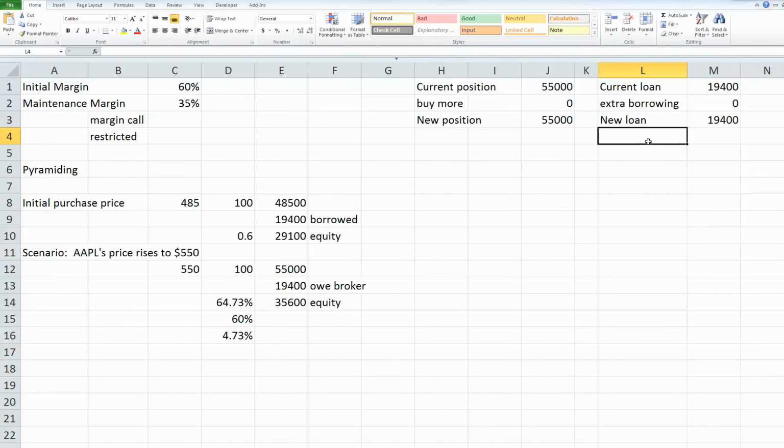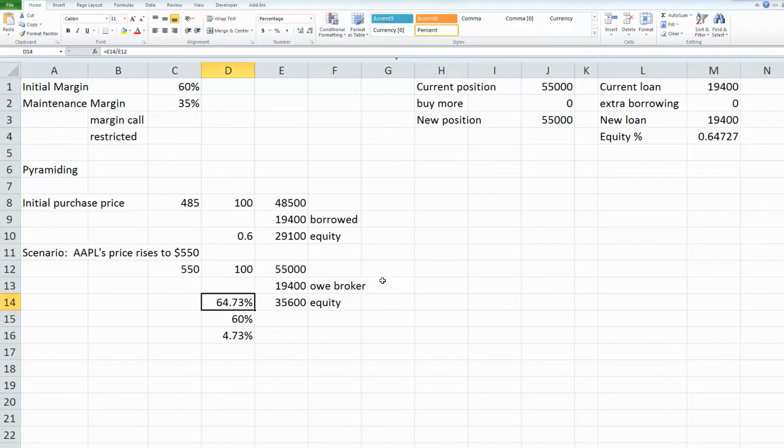And my equity, I should write that as equity percentage. My equity percentage will be the total value of my portfolio after I buy the new stuff minus the loan. So all of that will give me my equity. And as a percentage, I divide it by the total value of my portfolio. This, right now it's 55,000, but it'll be more in a minute. So here's my current position. My equity is, again, that 64.73.